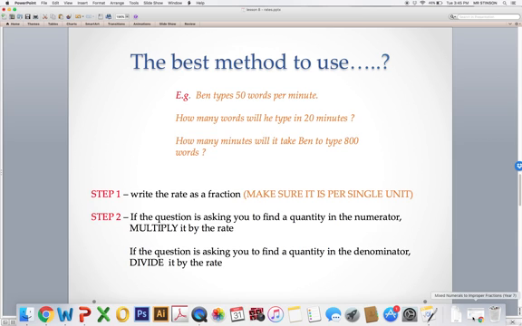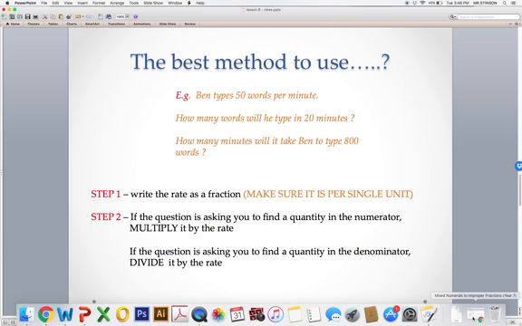Ben types 50 words per minute. Now I've got two types of questions here. The first one is asking how many words will he type in 20 minutes? It's asking us to find something on top of the fraction. The second question is asking us how many minutes will it take Ben to type 800 words? So this time it's asking how many minutes, what is on the bottom of our fraction.